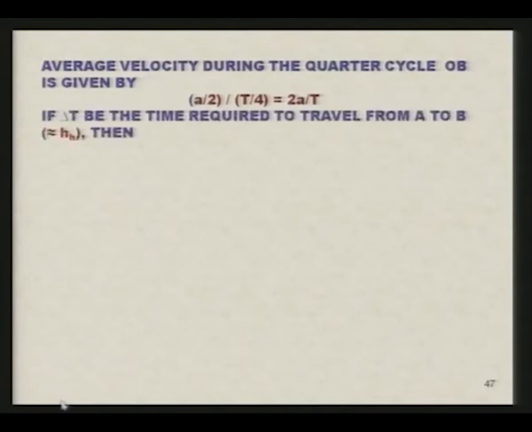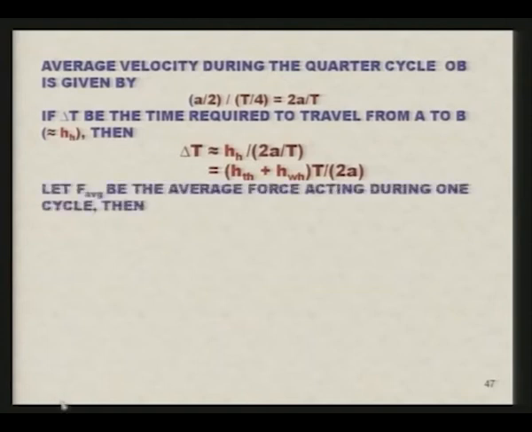If delta T is the time required to travel from A to B, that is approximately the total penetration depth H, then delta T is equal to H, that is the total depth of penetration, divided by the velocity, which is given by 2A by T. So, we can simplify this: H is equal to h_T plus h_W multiplied by T divided by 2A.